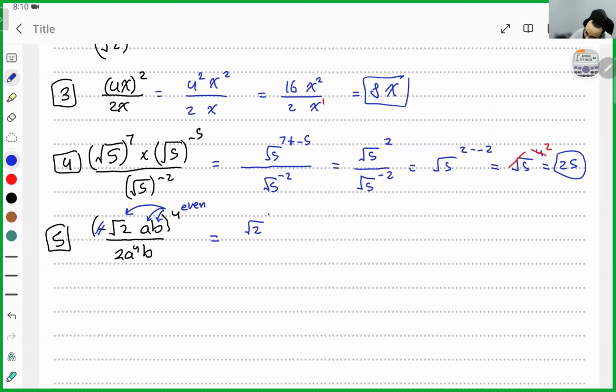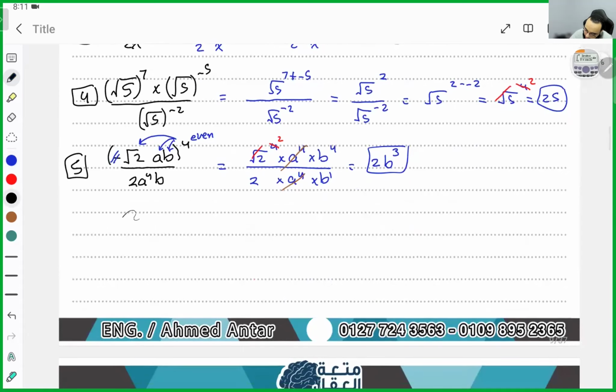And it's root 2 power 4 times A power 4 times B power 4, correct? Correct. And this is 2 times A power 4 times B power 1. You can do it with the calculator. Actually, the root can take half of the bar. It's 2 power of 2, which is 4. 4 over 2 is 2. A power of 4 over A power of 4 delete each other, 1. And here we can subtract the bars, then it's B power of 3. Any problem? No.